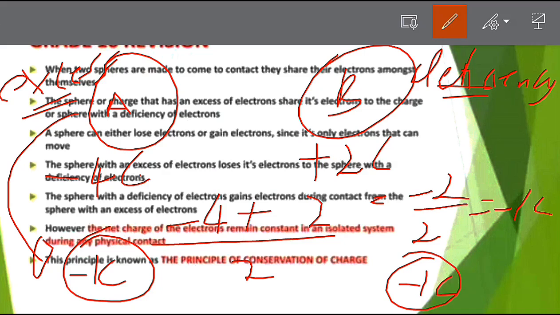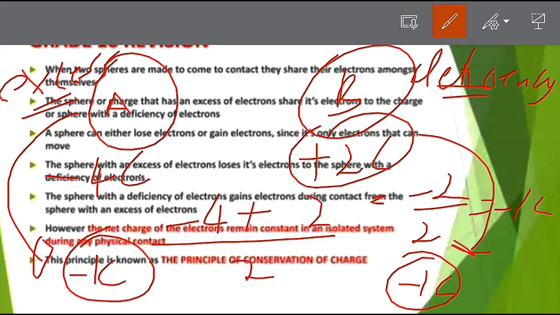But then this one, what about this one? It's becoming less positive. So from +2 Coulomb to -1 Coulomb, that means it's now gaining electrons, right? So it's becoming less positive and more negative. That means in the process, this one with the deficiency of electrons is now gaining electrons. So that's what we say.